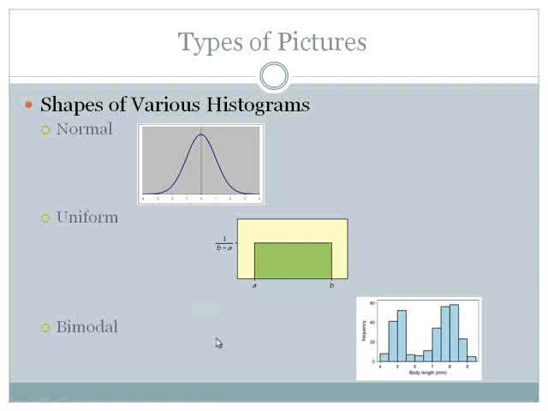Bimodal deals with, bi means two. Bimodal means that there are two peaks in the data. So unimodal would be a normal distribution. Bimodal, it has two peaks.